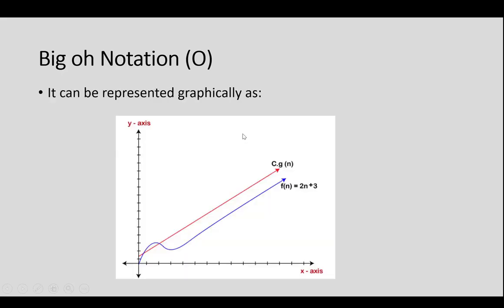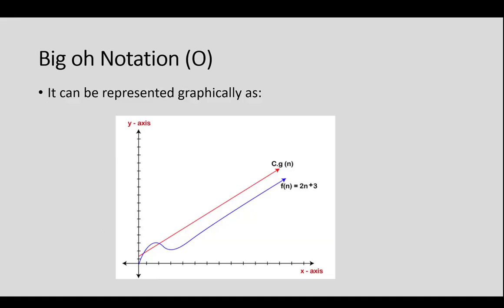Now, similar to this big O notation, we have theta notation and omega notation. Theta notation is for average case and omega notation is for best case.